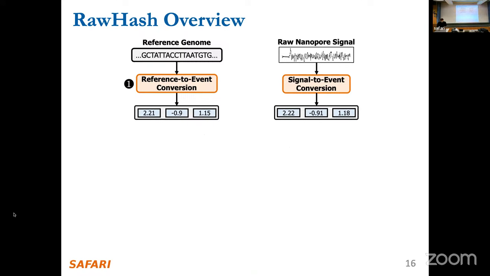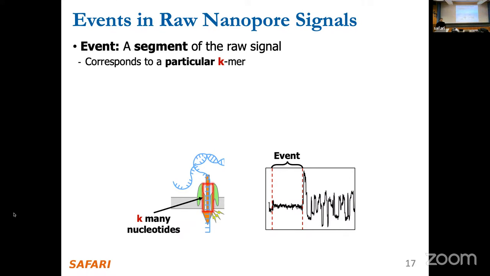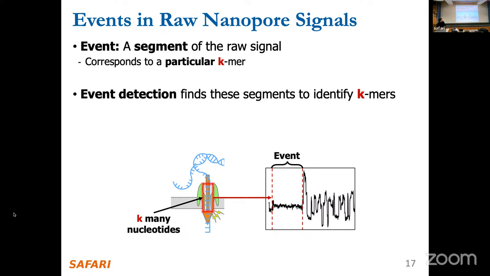So I'll go over these steps one by one, starting with the first step, which is the conversion from the reference genome and the signal to the event values. So what is an event value, or what is an event? An event is essentially some segment of the raw signal which corresponds to a particular k-mer, a particular subsequence of length k. And the event detection mechanism finds these segments to identify the k-mer. So this is essentially the idea.